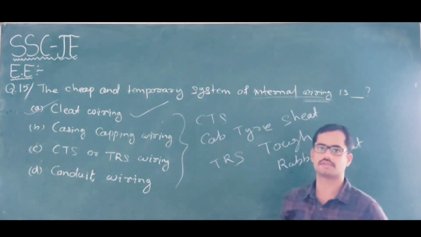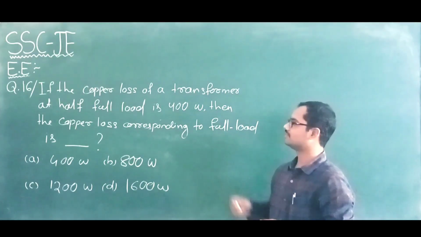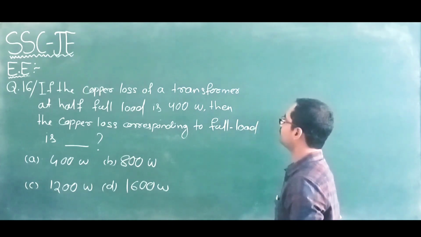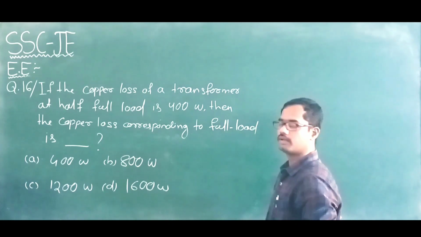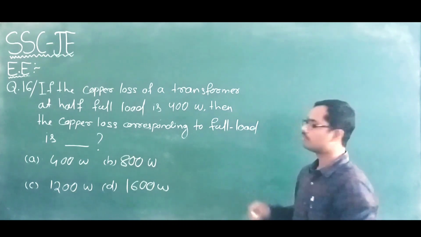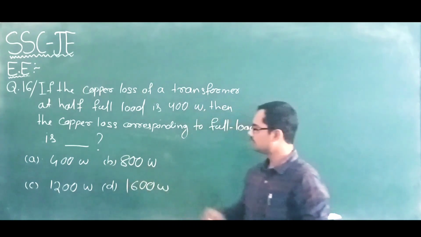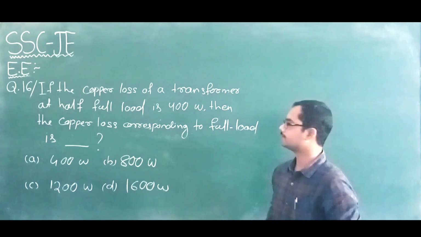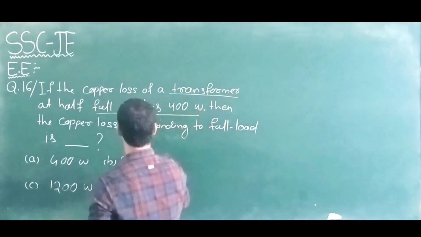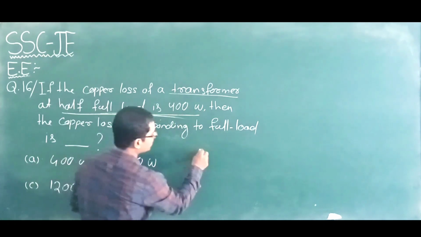Come to the next question. Coming to the 16th question: if the copper loss of a transformer at half full load is 400 watt, then the copper loss corresponding to the full load is dash. The options are 400 watt, 800 watt, 1200 watt, 1600 watt. So this is the transformer case, and the half load copper loss is given.